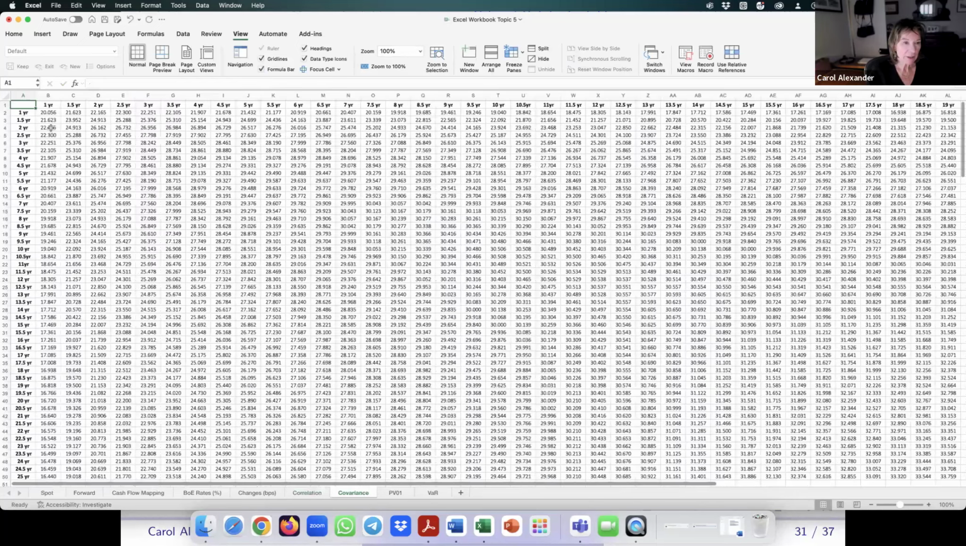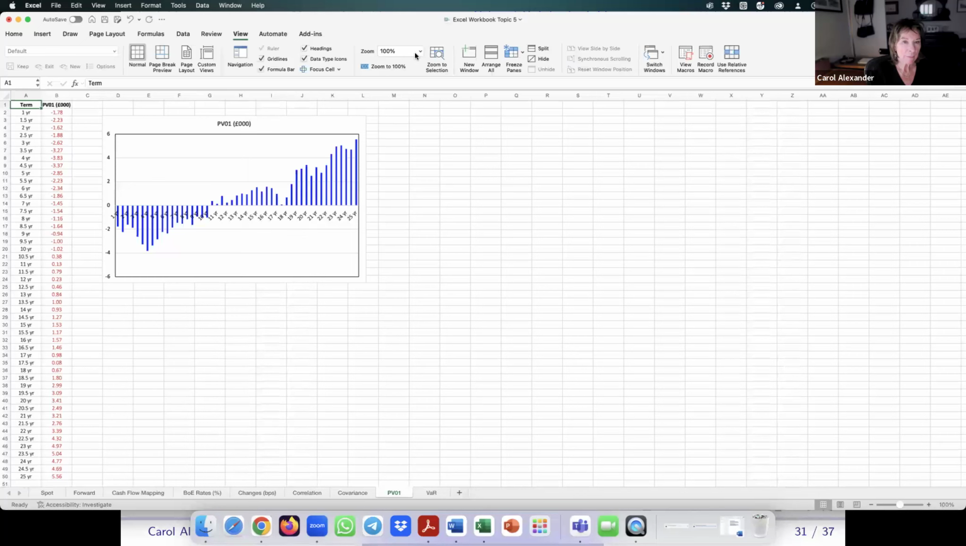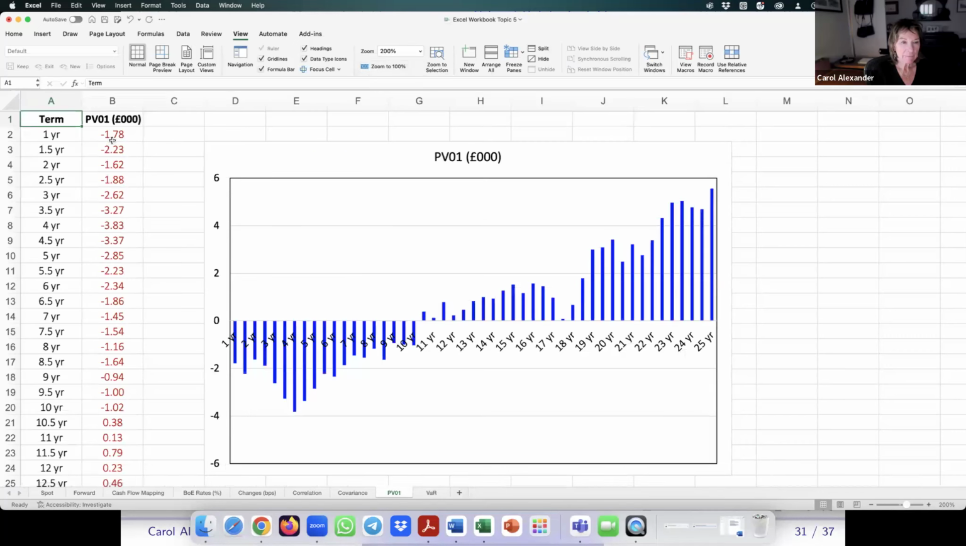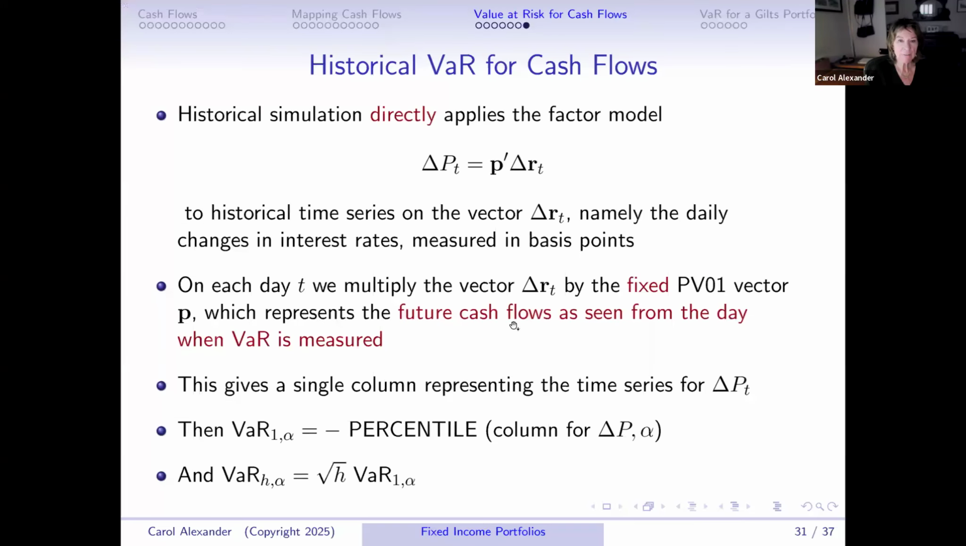Likewise, we calculate the covariances. Here they are. And then we have the representation of our portfolio. Remember, it's completely represented by a PVO1 vector, and this is in thousands of dollars. Okay, that's enough. I'm not going to show you any more of that. I'll come back to this spreadsheet.